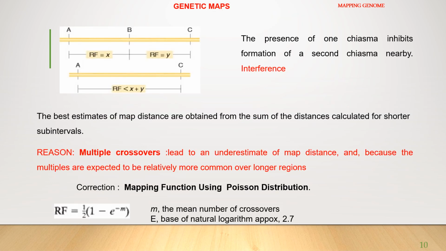Now, if the distance between A and C is to be calculated, it is the sum total of the distance between AB and BC, that is x plus y. However, due to the phenomenon of interference, the distance between the genes in case of multiple crossovers is always underestimated. This is corrected by means of a mapping function calculated using Poisson's distribution. As of now, we won't go into much detail on these.